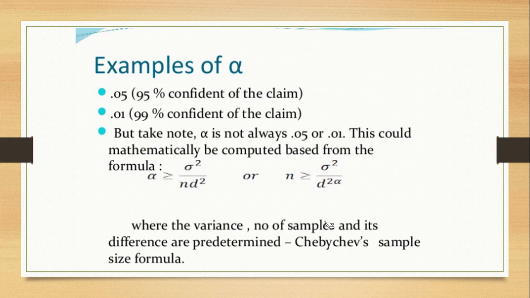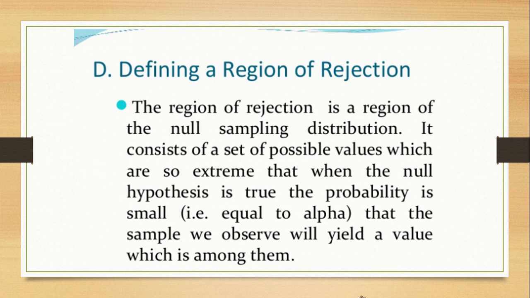Okay, so where the variance, the number of samples, and its difference are predetermined. So this is what they call Chebyshev's sample size formula. Now defining a region of rejection. So the region of rejection is a region of the null sampling distribution. It consists of a set of possible values which are so extreme that when the null hypothesis is true, the probability is small, that is equal to alpha, that the sample we observe will yield a value which is among them.